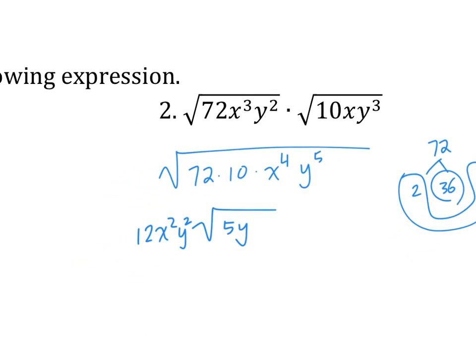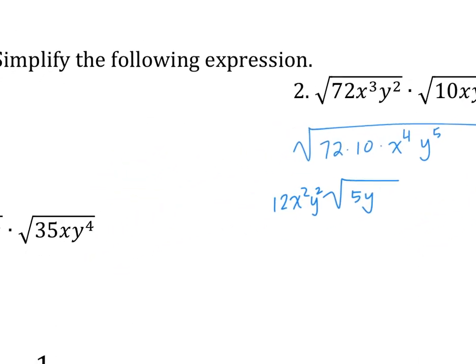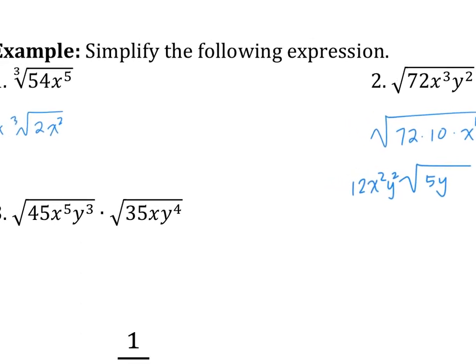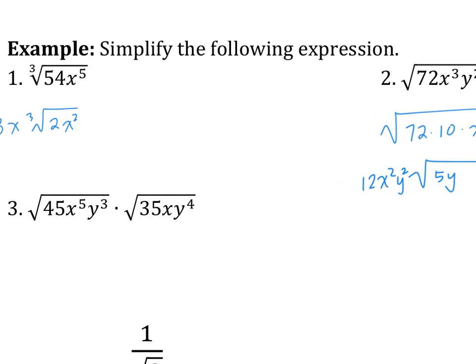All right, let's have you try one. Let's have you try number 3. Again, please don't multiply 45 and 35 together. The number is too big. Just do them separately. Okay, the answer is 15 absolute value x cubed, absolute value y cubed, square root of 7y. If you have a question about this one, you have to ask me later.